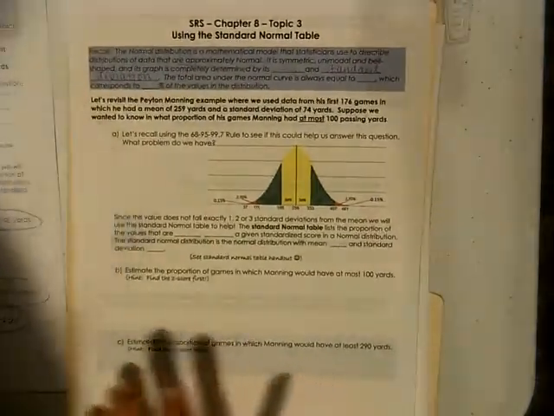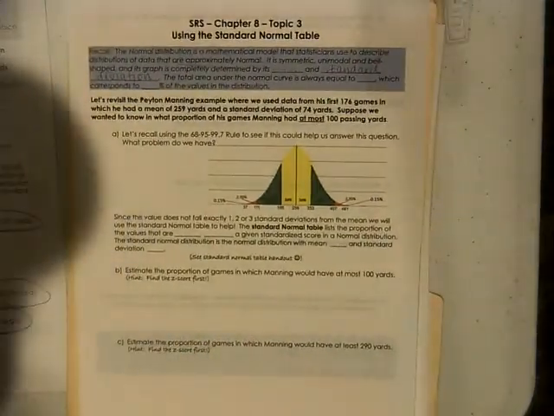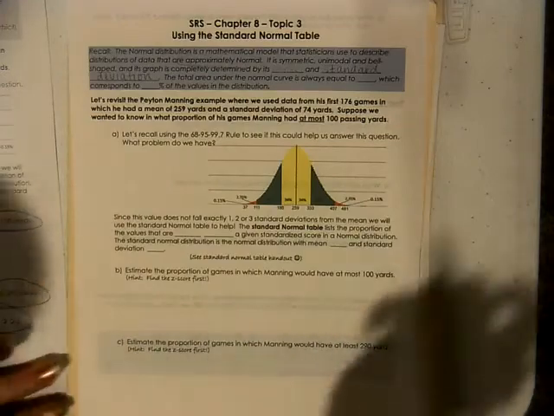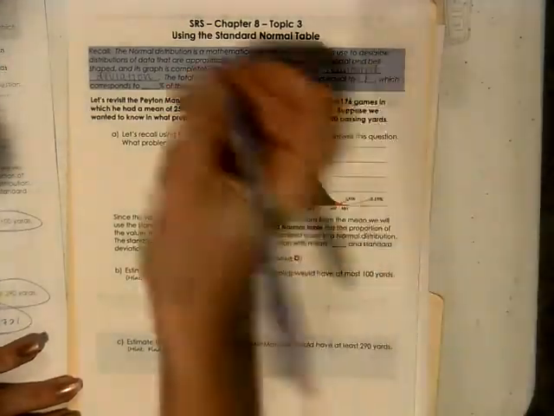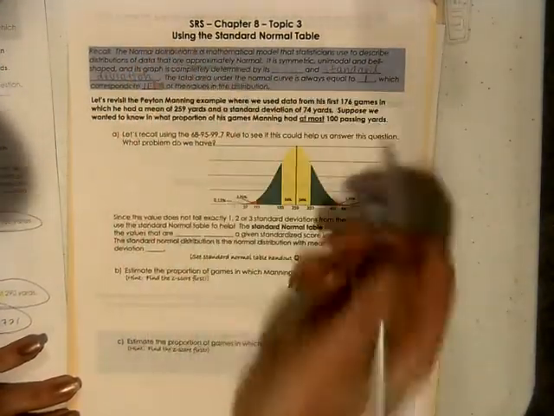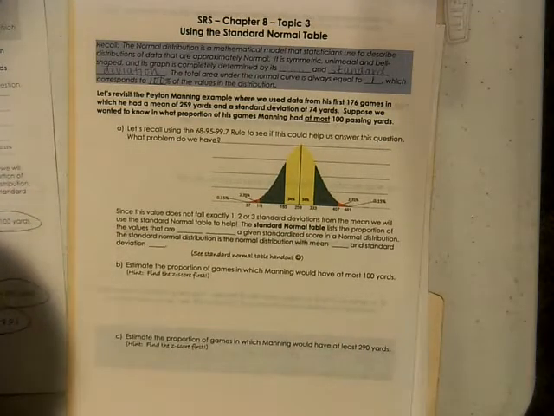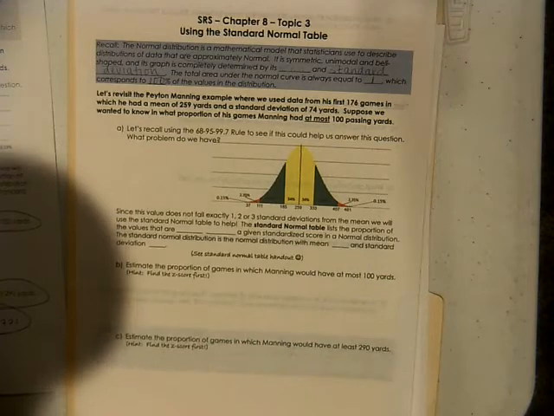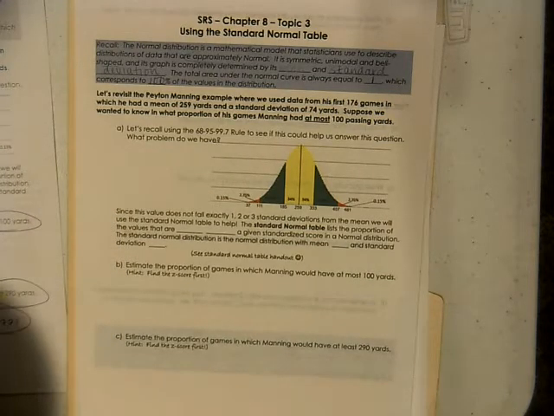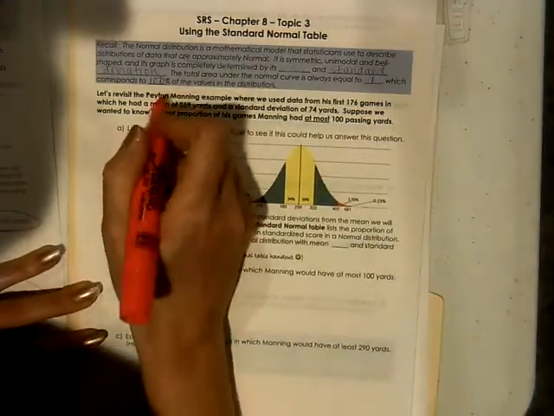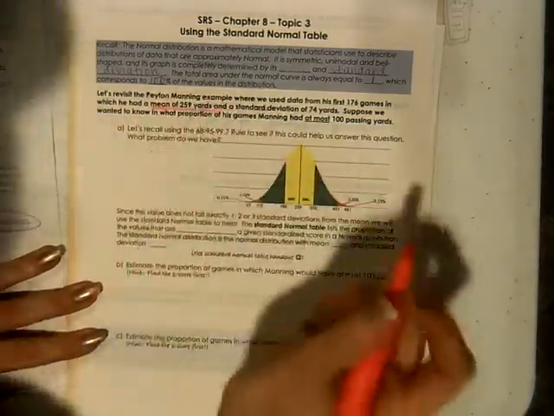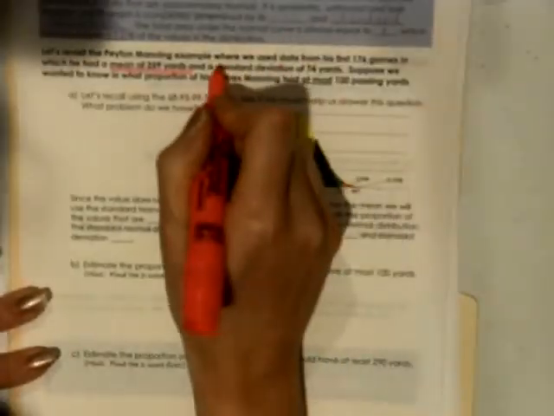Okay, so the total area under the curve is always equal to 1, which corresponds to 100% of the values of the distribution. So let's revisit the Peyton Manning example from yesterday, where we used data for his first 176 games in his career, where he had a mean of 259 yards and a standard deviation of 74 yards.